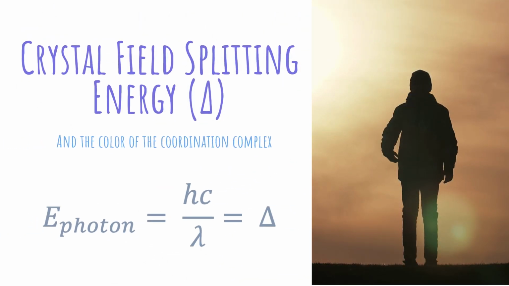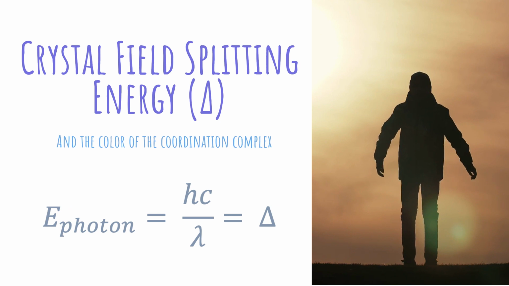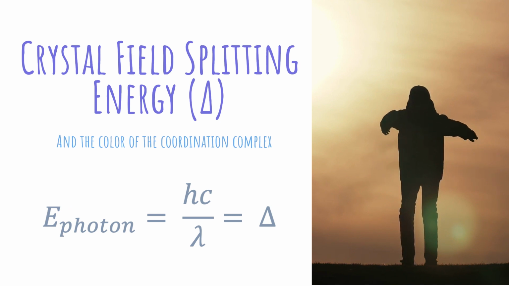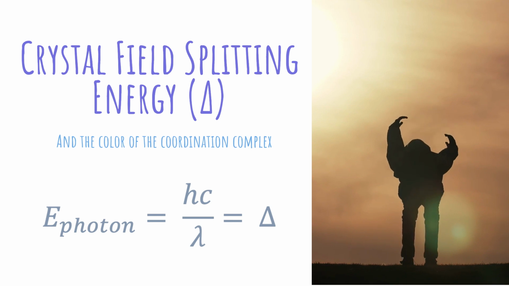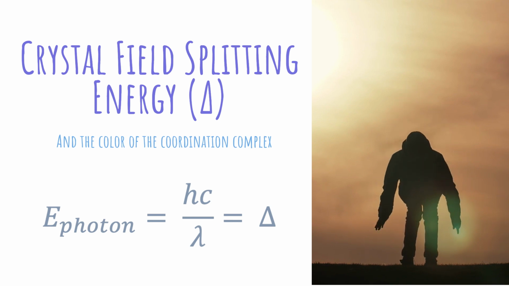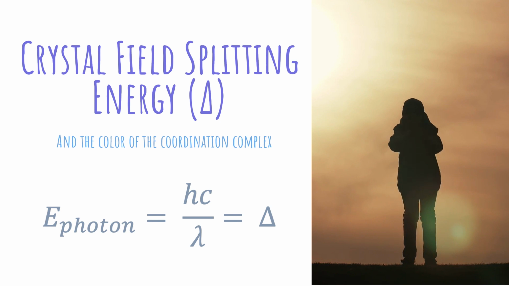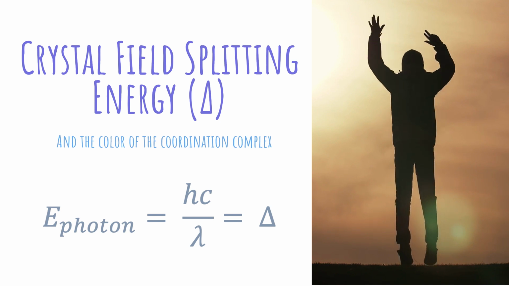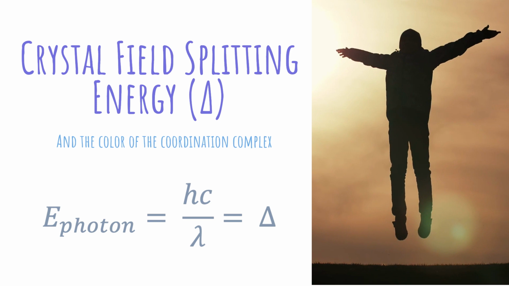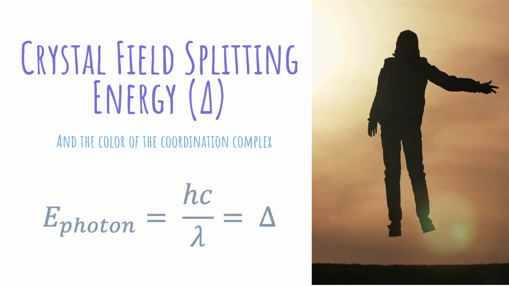Electrons need to absorb enough energy to go from a lower energy d orbital to a higher energy d orbital. The energy of a photon is associated with the wavelength of a photon. For a lot of coordination complexes, this wavelength is in the visible spectrum, and this is why we can associate the size of the crystal field splitting with the color we see.